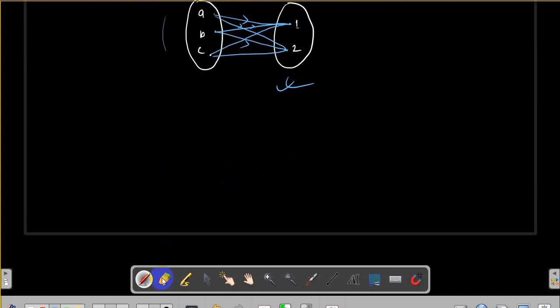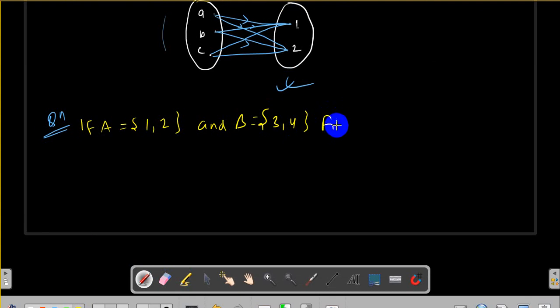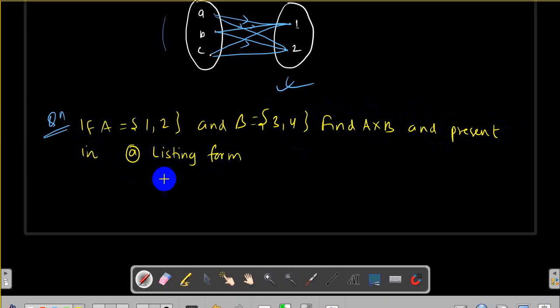The question is: if A equals {1, 2} and B equals {3, 4}, find A cross B and present it in (a) listing form, (b) tabulation form, (c) mapping diagram.